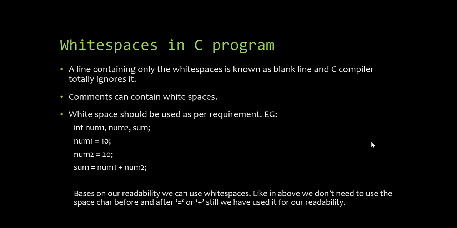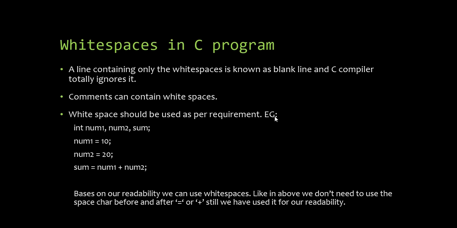So now what are white spaces in a C program? A line containing only white spaces is known as a blank line, and the C compiler totally ignores it. If you are writing code that has nothing other than white space, then it is ignored by your C program, like our comments. Our comments may contain white space, and a lot of lines that are separated with white spaces are ignored. White space should be used as per the requirement.